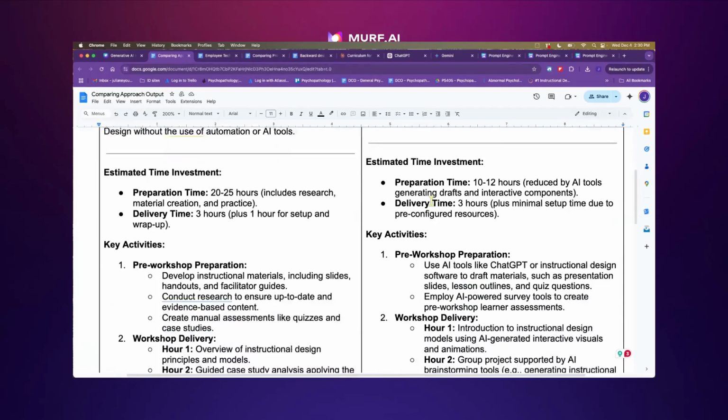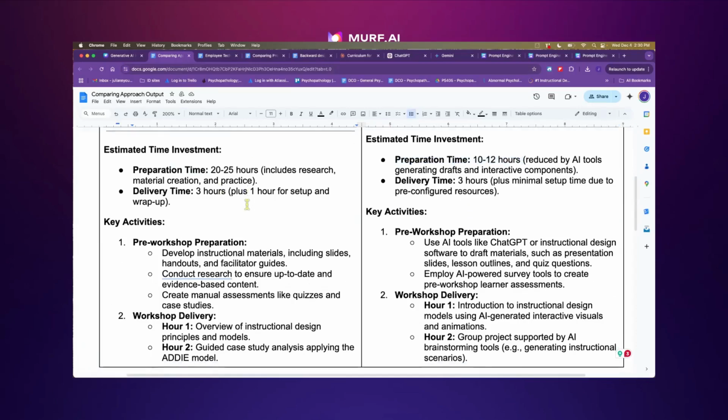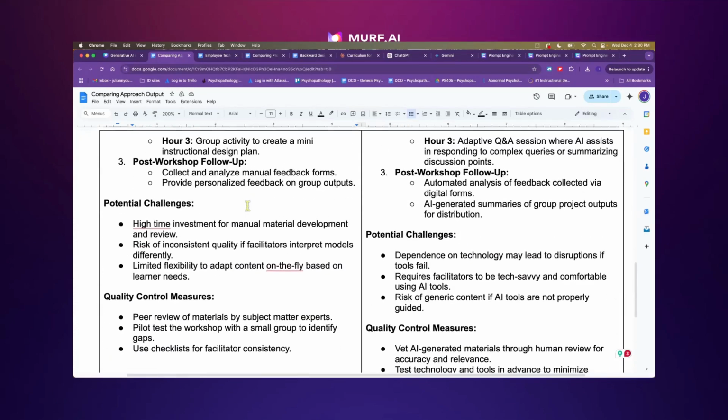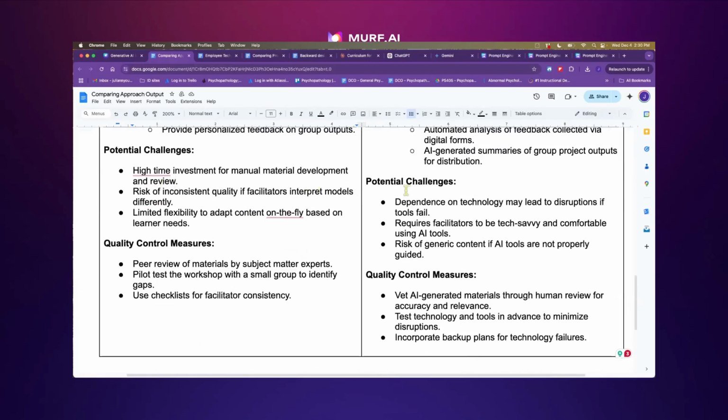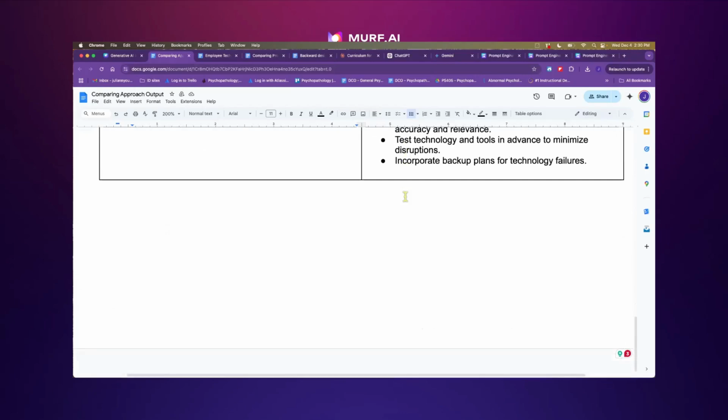And it actually breaks down exactly how much prep time. Prep time for this is 20 to 25 hours. Prep time for this is 10 to 12. Delivery time seems to be about the same. And so we can go point by point and talk about which one has more potential challenges, which one has better control measures. It gives us a side-by-side comparison of the curriculum so that you can continue.